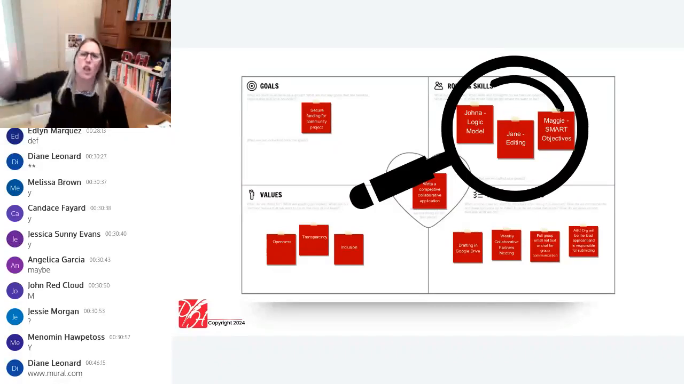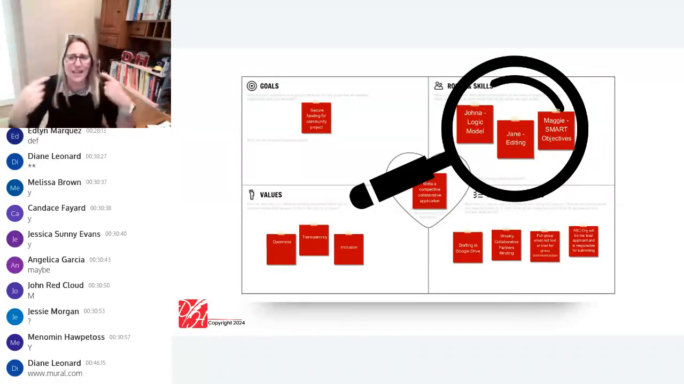Jana said, I love logic models. When we get to the point where we're going to draft one and then finalize it for an attachment in the application, I am so excited to help lead that part of the project. To which everyone should say, yes, thank you, that's fantastic.